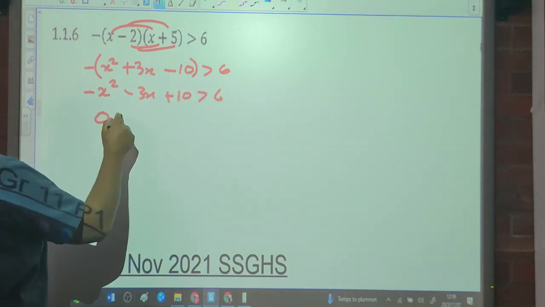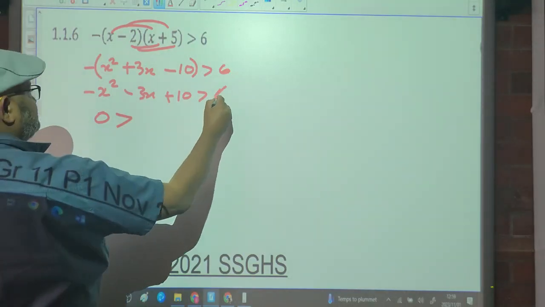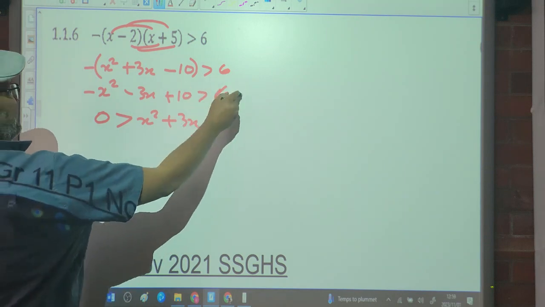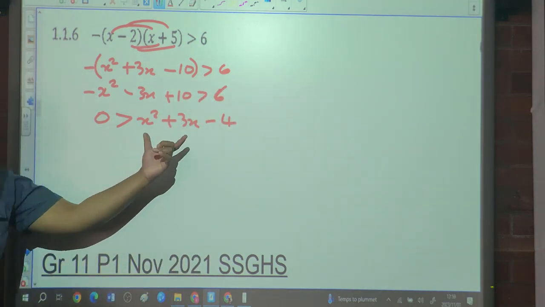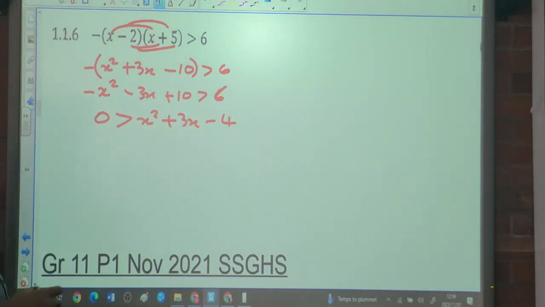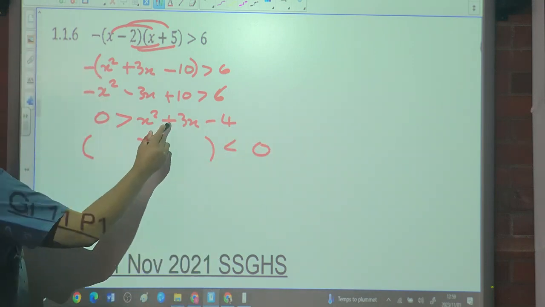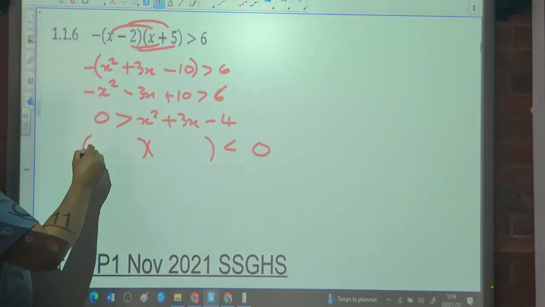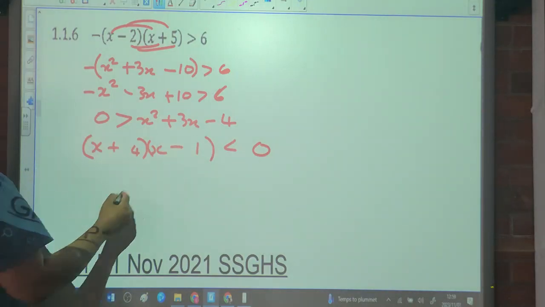You take everything to one side. So 0 must be greater than x squared plus 3x. Right? 6 minus 10 is negative 4. What do you notice here again? Trinomial. So you factorize. Okay? Remember it's close to the quadratic. So it's going to be x and x. 4 and 1, plus and minus.